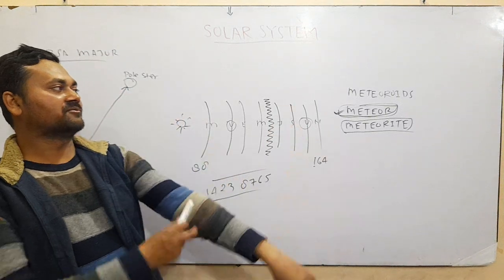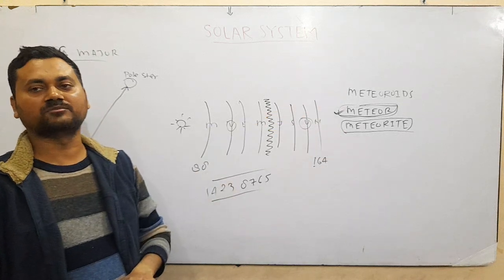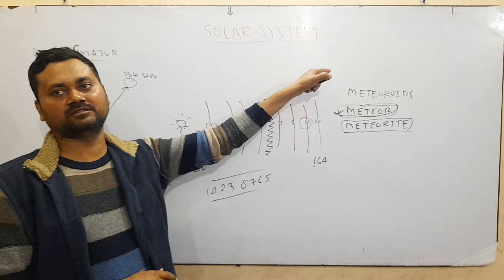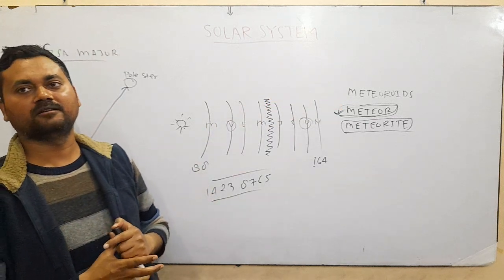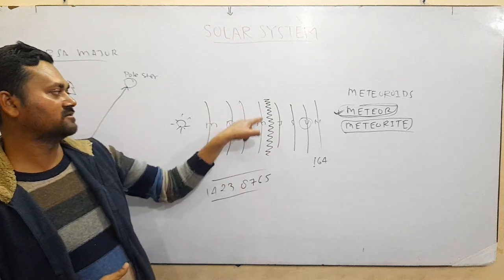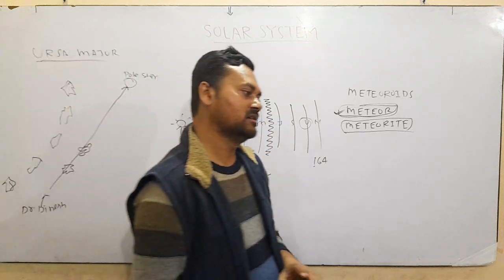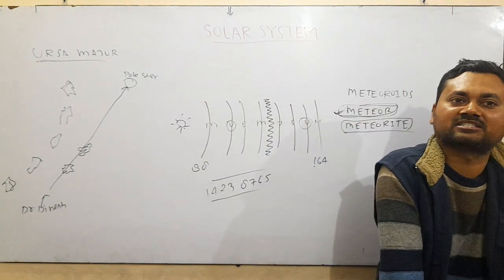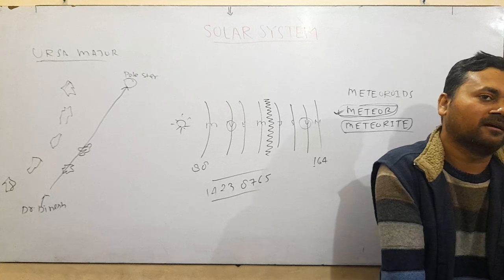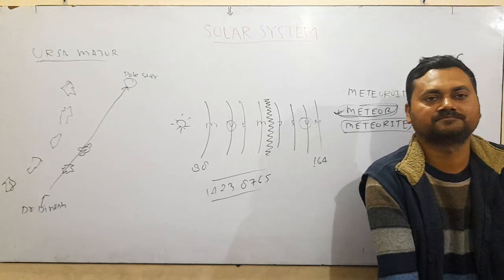So this is the difference between the meteoroid and meteoroids. Meteoroids are the smaller version of the asteroids, and they all are present in between the Mars and Jupiter. The last thing of my today's lecture is why Pluto has not been accepted as a planet.